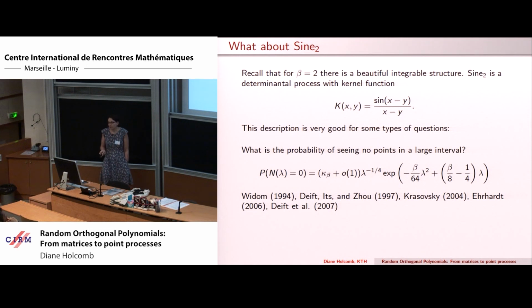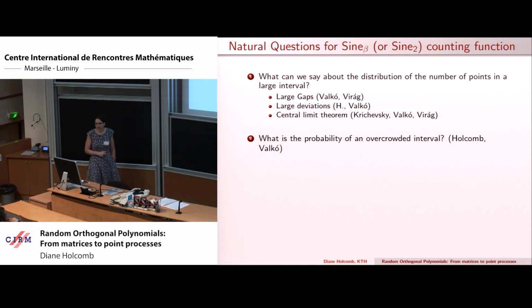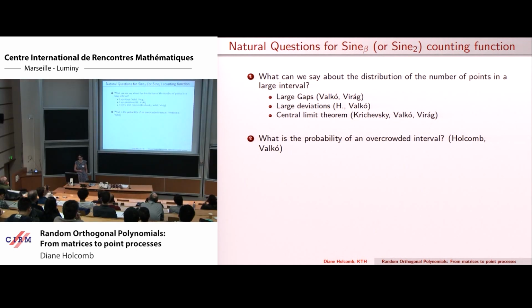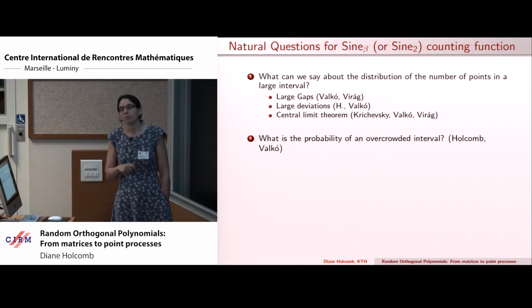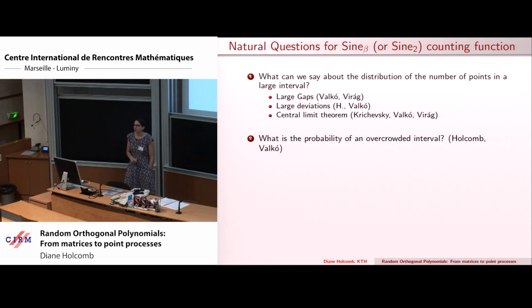Okay, so for beta equals 2, I grant you can do much better from the determinantal point process. But what about some of the other questions we want to ask? What if we want to talk about the number of points in a large interval? Well, there are the large gaps, that's what I just told you about. But what if I want to talk about large deviations? I expect to see roughly lambda over 2 pi many points in an interval of length lambda. So what's the probability that I see lambda times c many points, where c is not 1 over 2 pi?